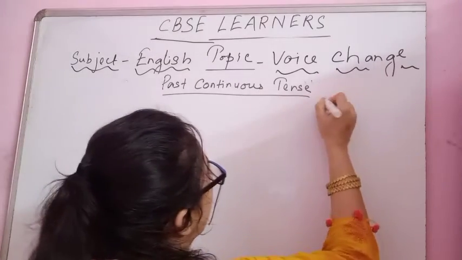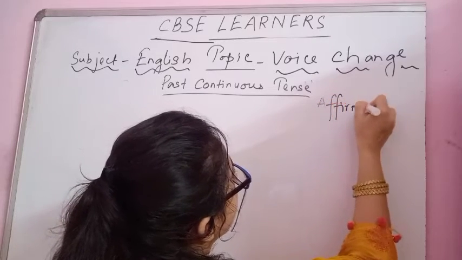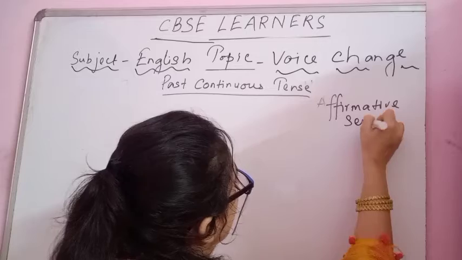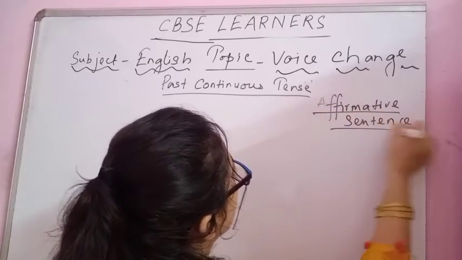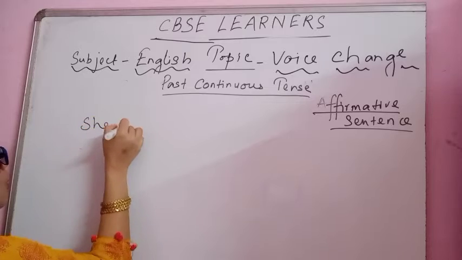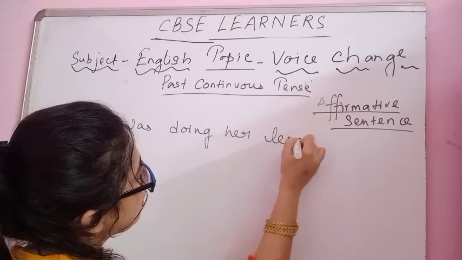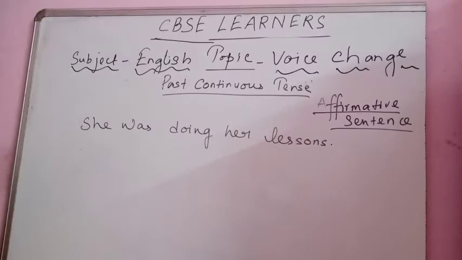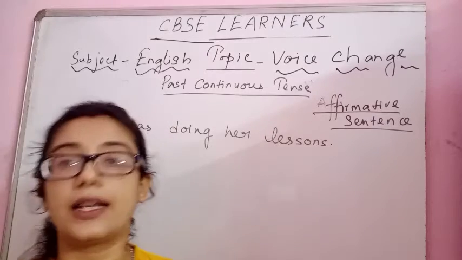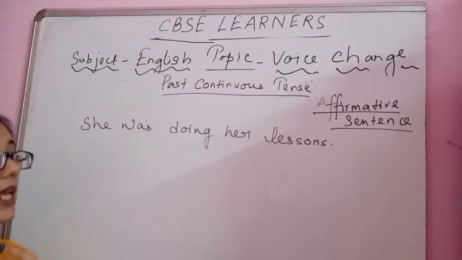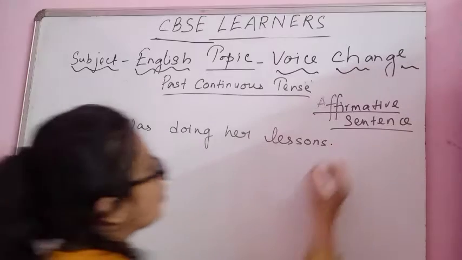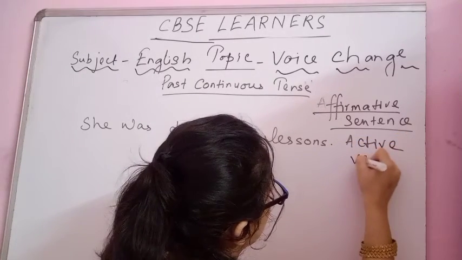So first one we will be taking is an affirmative sentence. Let me take one example. She was doing her lessons. So you can see this is an affirmative sentence. There is not a question mark in this sentence. Here the focus is on she, which is the subject. So we can call that this sentence is in active voice. The voice of the verb in this sentence is active voice.